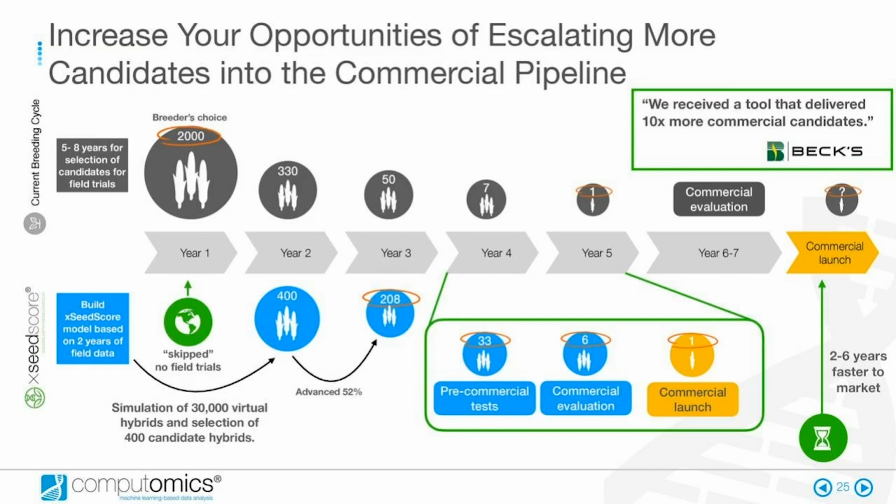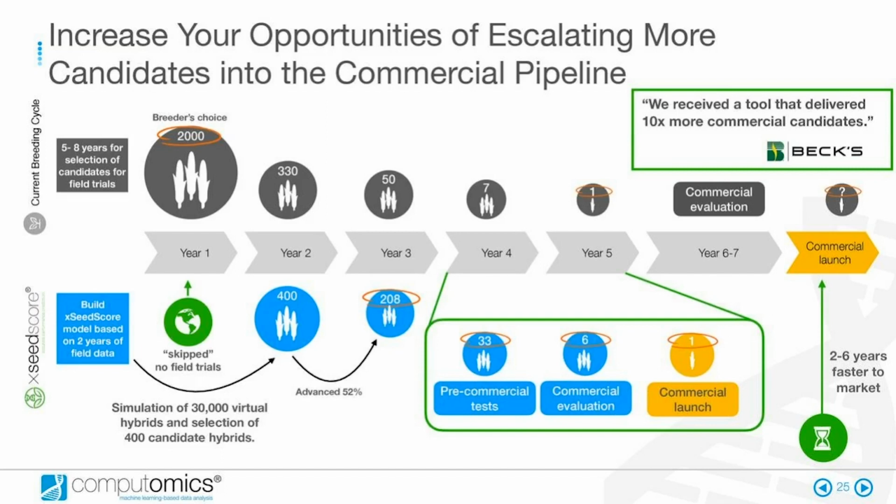Our training population for Exceed score was 2 years of field data. From that, we built a machine learning model. In contrast to performing field tests like in a classical approach, where 2,000 lines are picked for field testing, we simulated 30,000 virtual hybrids and basically skipped the first year of field trials. From these 30,000 virtual hybrids, 400 were selected and planted based on good performance prediction.